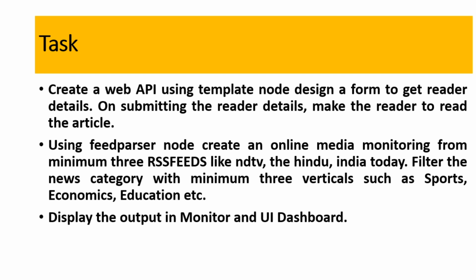Now using the feed parser node, create an online media monitoring flow from a minimum of 3 RSS feed nodes. You can take a link from the RSS feed of NDTV, The Hindu, India Today, or Times of India. Any feed, you just take it. After taking this feed, filter the category. Select at least 3 category verticals, either sports, economics, education, or politics. Display the output both in the monitor and in the UI dashboard. So let us see a demo of it.